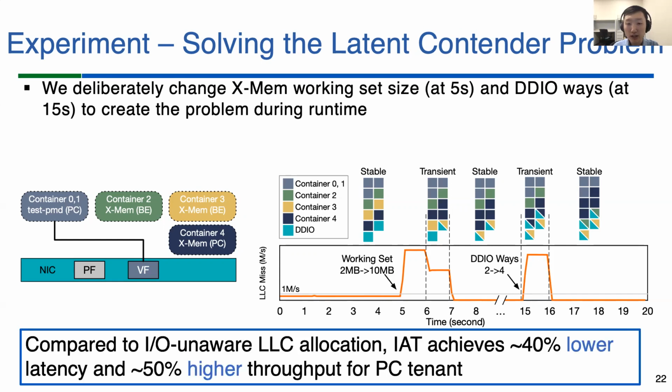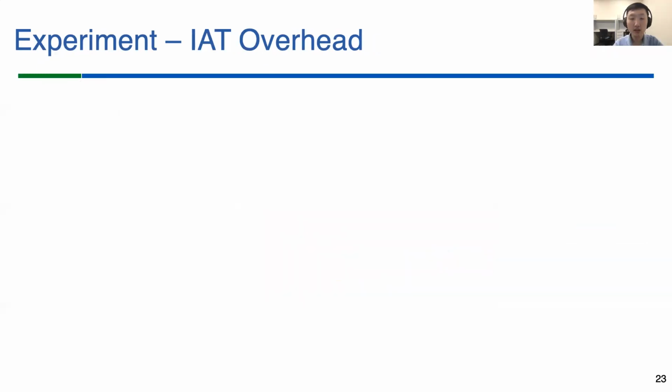We also measure the XMEM performance in the critical container 4 and found that IAT can let the XMEM achieve around 40% lower latency and 50% higher throughput compared to the IO unaware cache management mechanism.